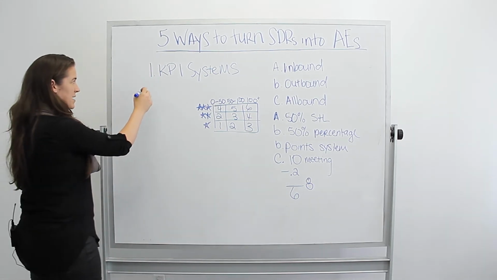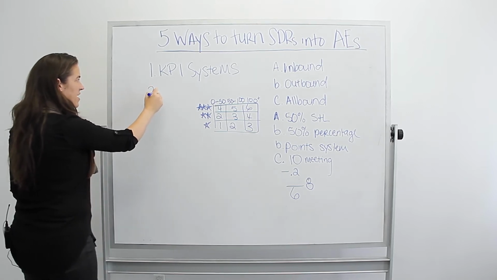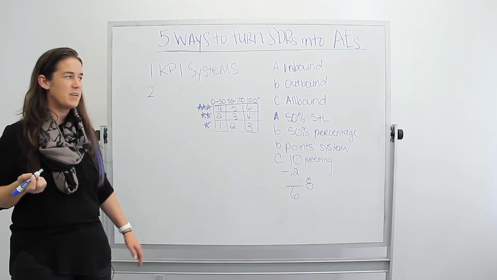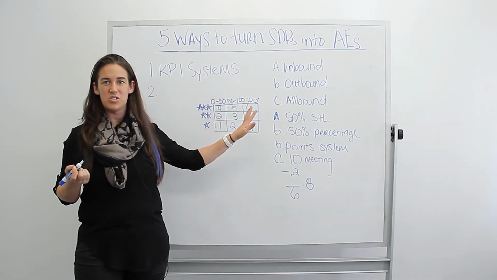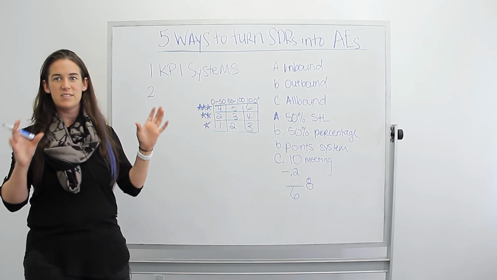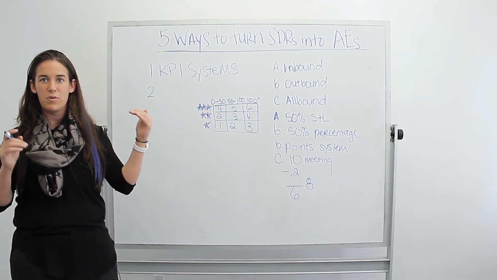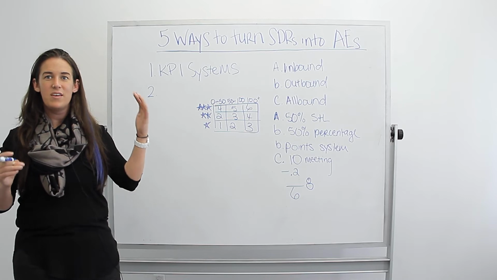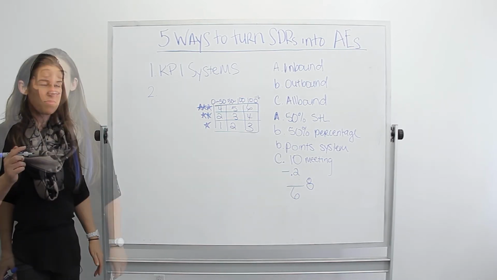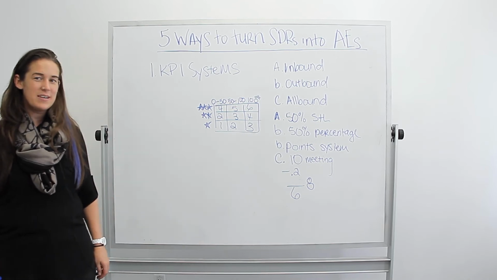So that's KPI systems. That is the first way I get my SDRs to start thinking like AEs, because they start thinking about the weighted potential of an appointment before they're going into AE. So it really influences this mindset of thinking about their appointments in terms of pipeline and in terms of how lucrative they are to your business. So now we have KPI systems down.